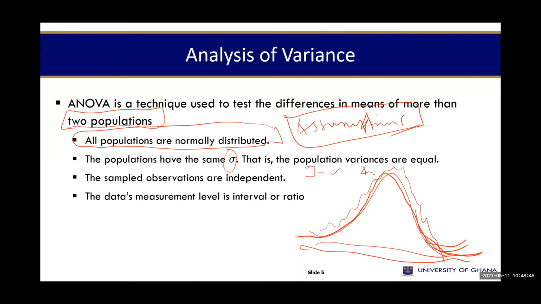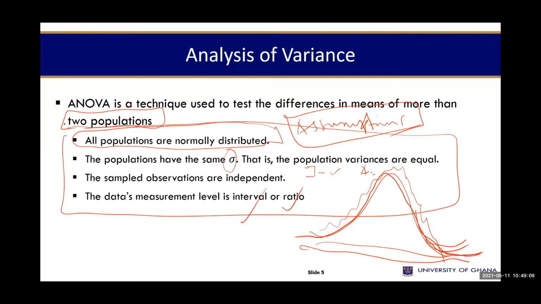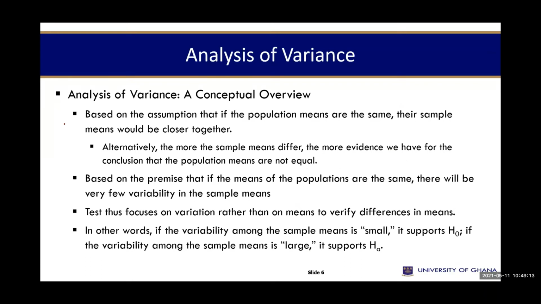Sample observations are independent. Accra Mall data has nothing to do with West Hill Mall data. You should bear that in mind. Then the data measurement here specifically is numeric. That is quantitative, so it can be either interval or ratio. So please know that these assumptions define the ANOVA technique before it can be used.